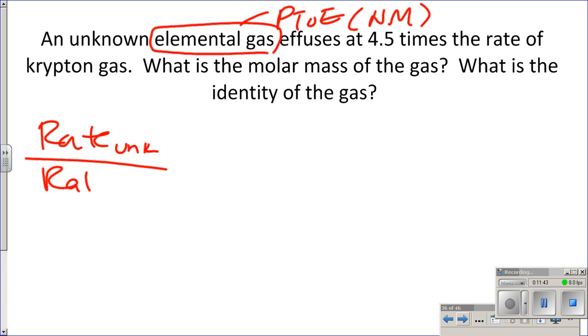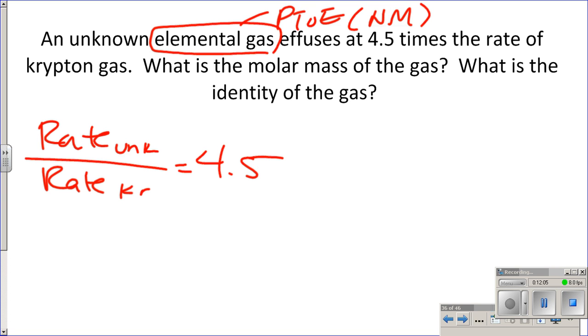Over the rate of who? Krypton gas, okay? What was the rate it told you right here? 4.5, right? It says the unknown gas diffuses at a rate of 4.5 times faster. So this rate, when you compare them, is 4.5. Okay, that is the solution, but now we have to start looking at the masses here.